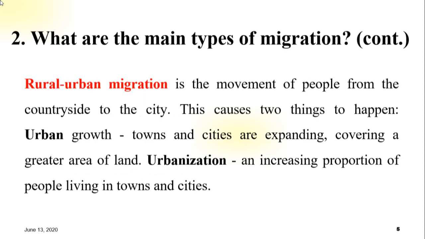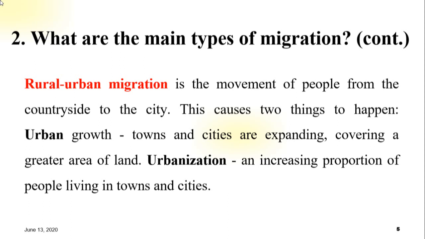So now move to number 3. Number 3 talks about what are the main types of migration. The first type of migration is rural-urban migration. Rural-urban migration is the movement of people from the countryside to the city, from rural to urban. Countryside is rural, city is urban. This causes two things to happen.